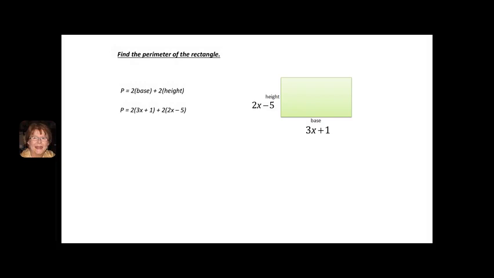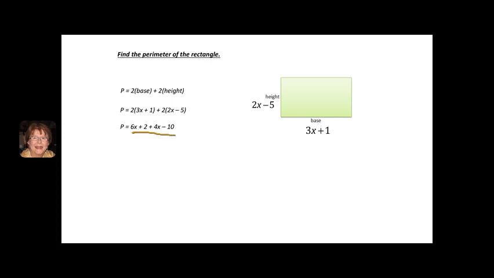2 times 3x is 6x. 2 times 1 is positive 2. We have a number here in front of brackets. We're going to multiply that positive 2 times 2x and positive 2 times negative 5. What does that give to you? 6x plus 2 plus 4x minus 10.